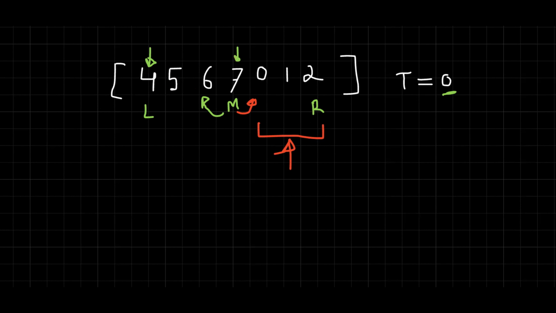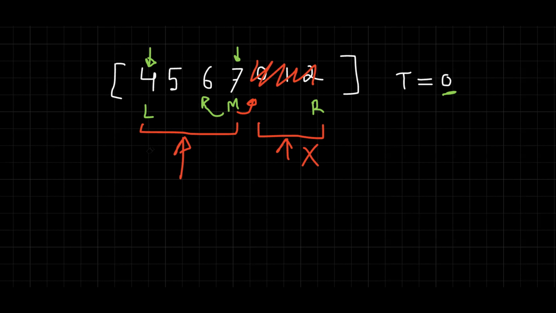Otherwise, it can be possible that our value does not lie in this portion. It can lie in this portion. So in this kind of case, we have to discard this entire right portion and search the value in the left portion. Basically, that's how the binary search algorithm works.